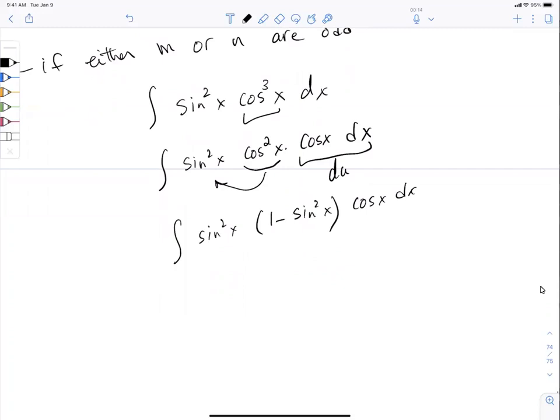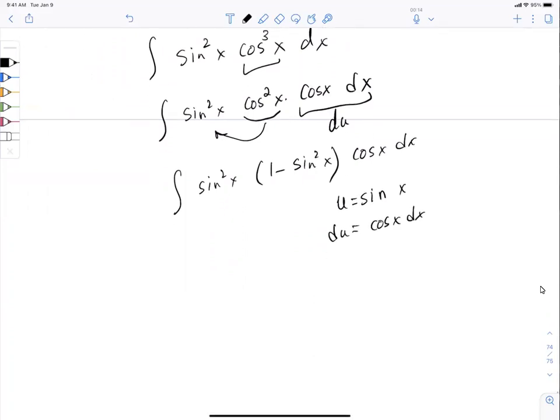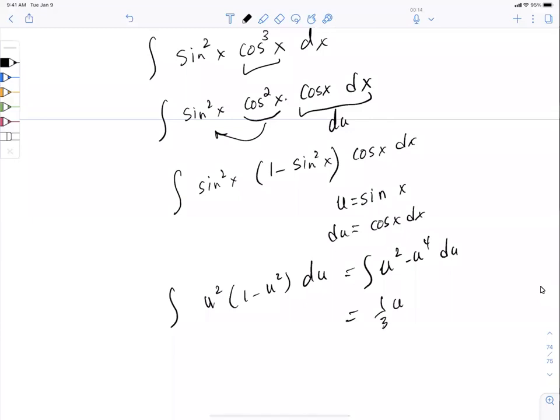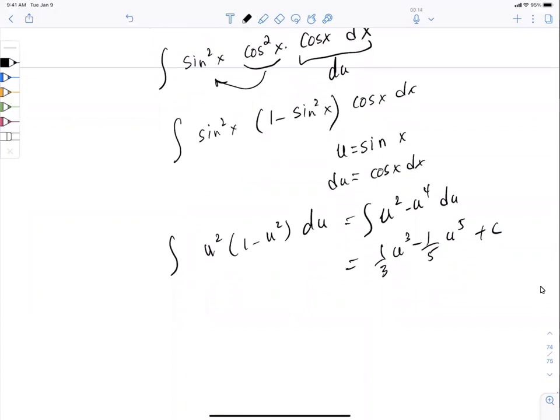And now I can just let u be sine. I don't even have to expand it. I can let u be sine x. du is cosine x dx. Now that becomes u squared times 1 minus u squared du. And then, of course, I can FOIL it now. I mean, distribute it now. And then plug back in sine.